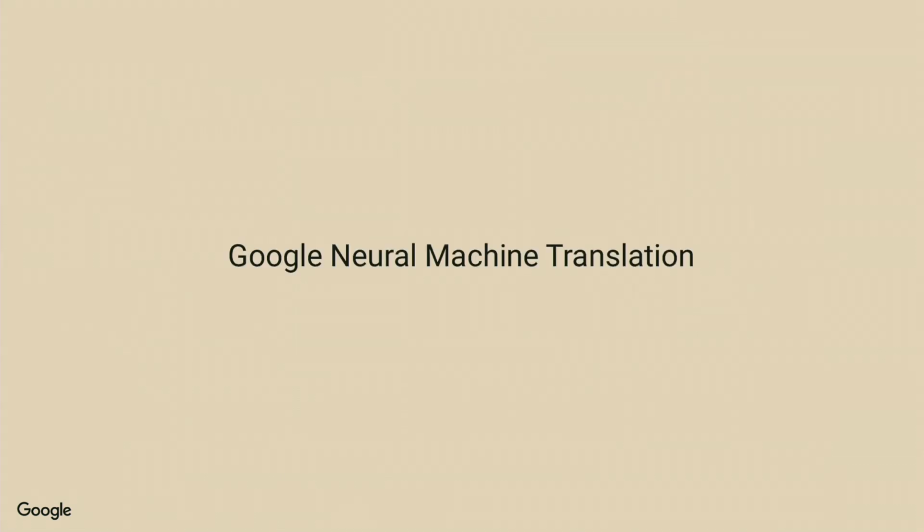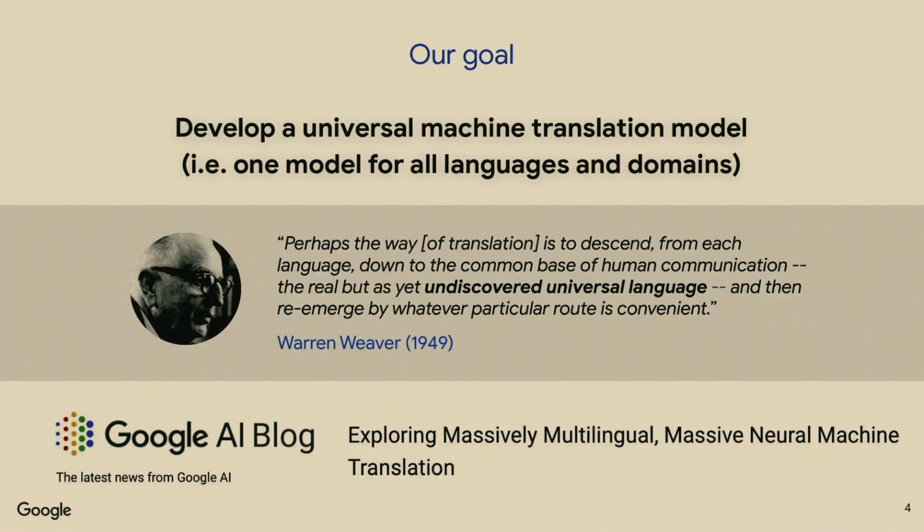GShard is motivated by Google Translate. Since 2016, the core model of Google Translate has always been neural sequence-to-sequence models. For years, the mission of Google Translate has always been to develop a universal machine translation model for as many languages and as many domains as possible. The goal can be traced back to the 1950s when computational linguistics as an interdisciplinary field started.